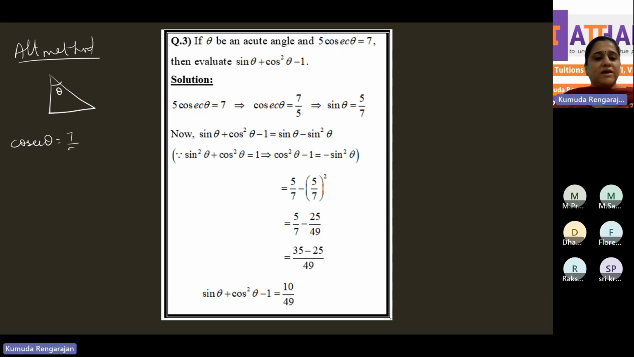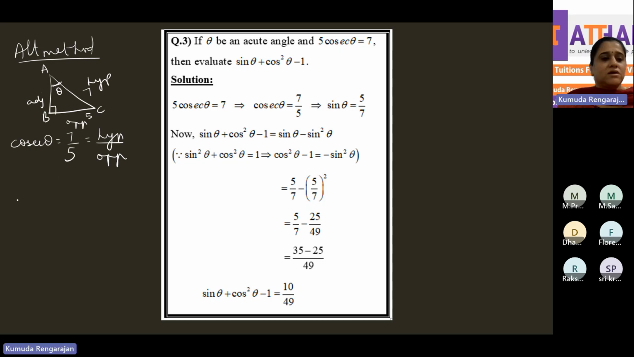Okay, so 7 by 5, right? What is this? Hypotenuse by opposite. For theta, this is the opposite side, and this is the adjacent side, and this is the hypotenuse. So hypotenuse is 7 and the opposite side is 5. So you should find the adjacent side using Pythagoras theorem.